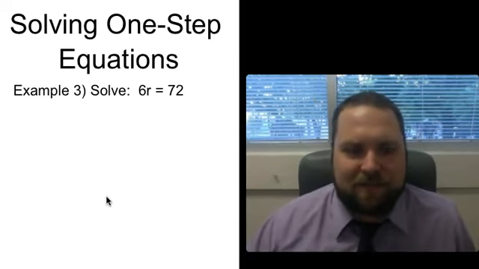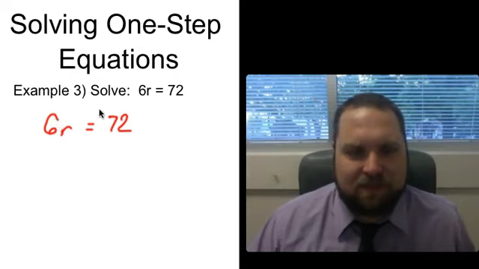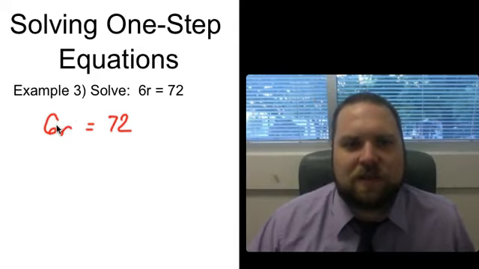Now let's look at an example that involves multiplication. Here I've got 6r equals 72. And I need to isolate again this variable, but I have a 6 with it. So in order to get rid of that 6, which is a coefficient, I have to do the inverse operation. Remember, a coefficient means you're multiplying that number times the variable.